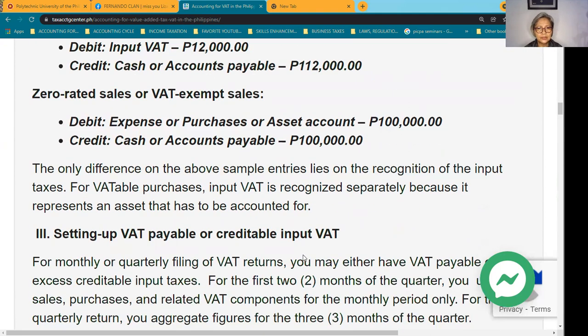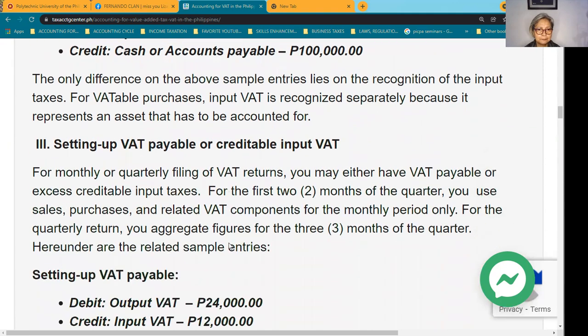The only difference on the above entries applies on the recognition of the input VAT. For VATable purchases, input VAT is recognized separately because it represents an asset that has to be accounted for. Okay?